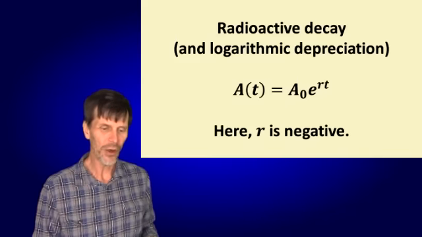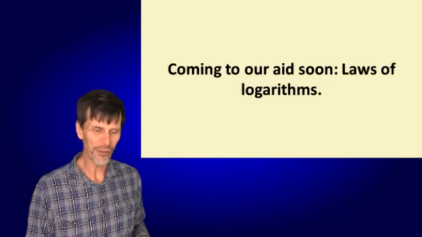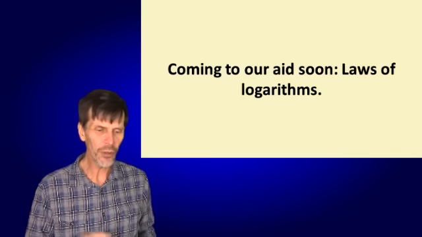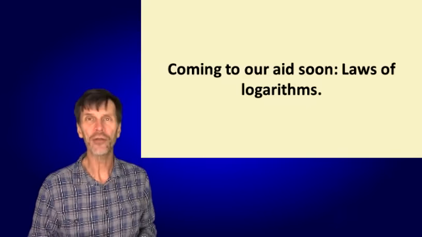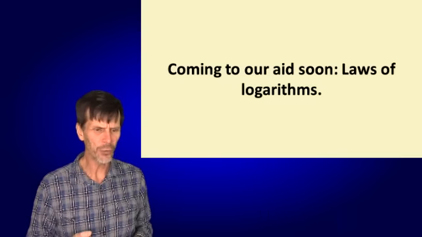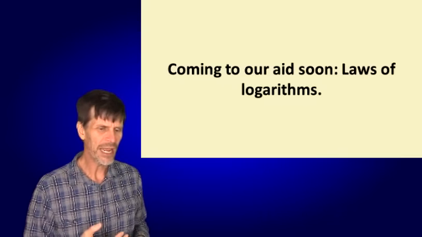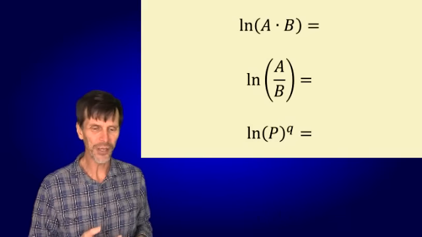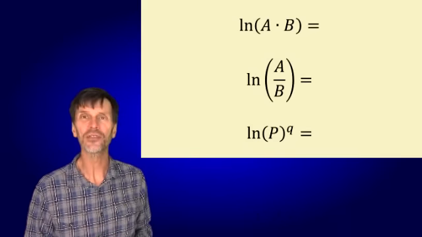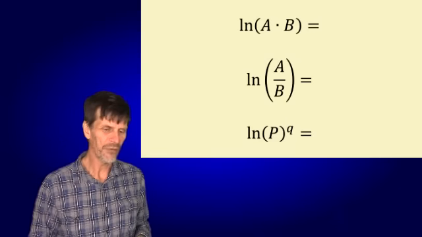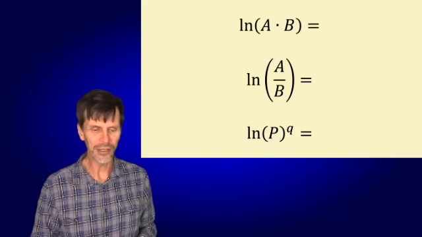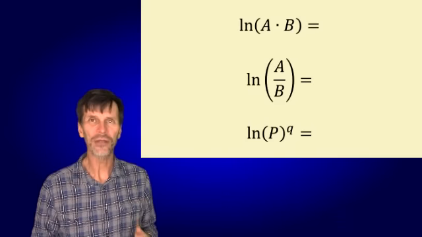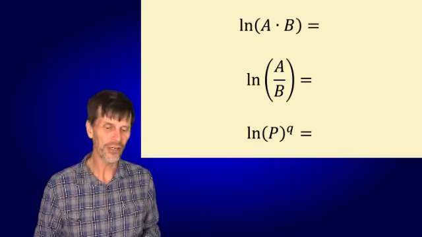All right. Coming to our aid soon, laws of logarithms. I'm just going to put these up here, not because they're going to be important in tomorrow's lesson, but they will be as we move into the chain rule, and that's coming up, I think, later next week. So the natural log of A times B, you might want to go back and review your notes from algebra or look this up online. There's a formula for the natural log of A times B. There's a formula for the natural log of A divided by B, and there's a formula for the natural log of P to the Q. If you can remember how those work, then taking derivatives of complex log functions is going to be a lot easier.